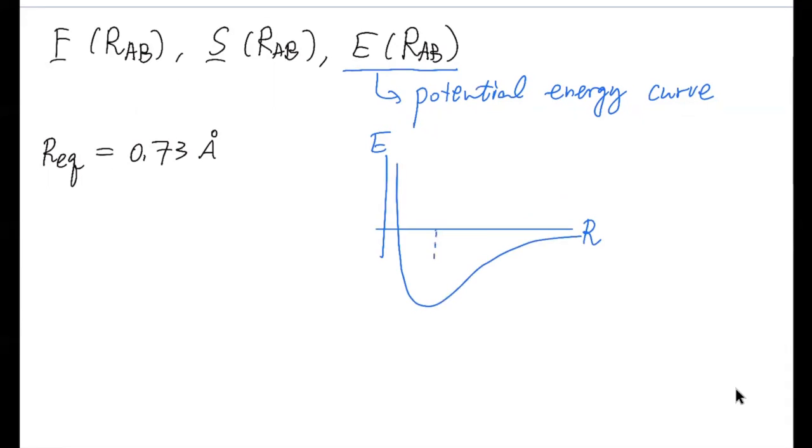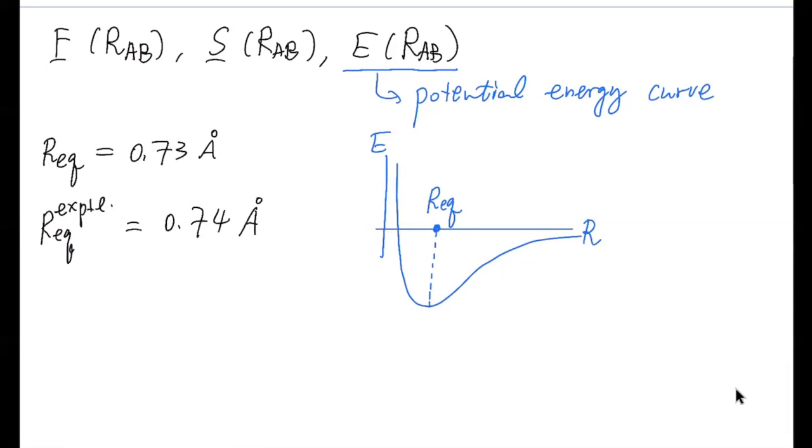So here, the bottom of this potential energy curve corresponds to the equilibrium bond length of hydrogen given by this minimal basis restricted Hartree-Fock theory. And if you do the numerical calculation, plugging in all the integrals at different separations, you will get this equilibrium bond length equal to 0.73 angstrom. And experimentally, this is measured to be 0.74 angstrom.